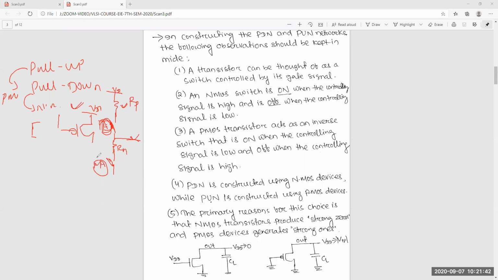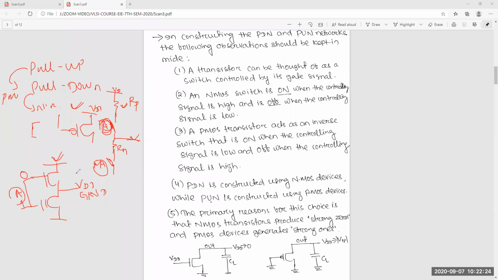In this way we can design a combinational circuit. First, suppose it's an inverter. We already know this part, and now you will understand why I am stressing it. So this is A. When it is 0, the output is VDD, and when it is 1, then it is ground.